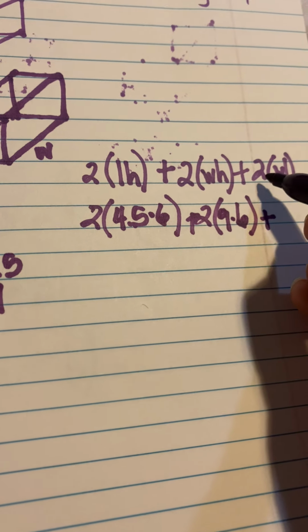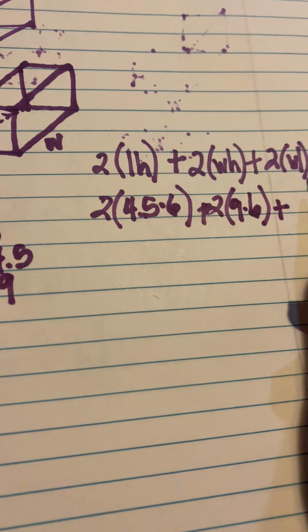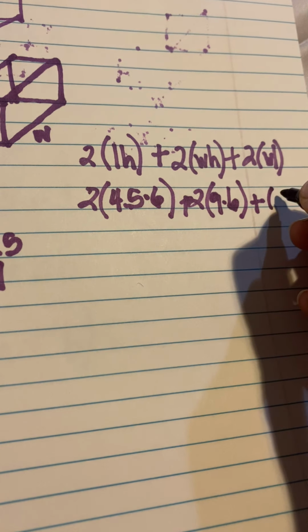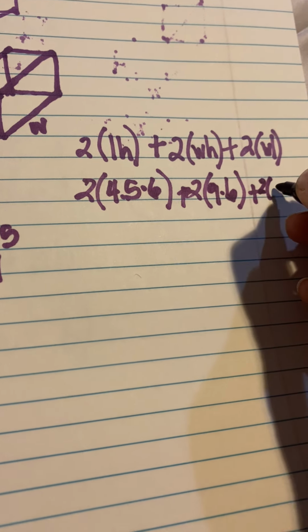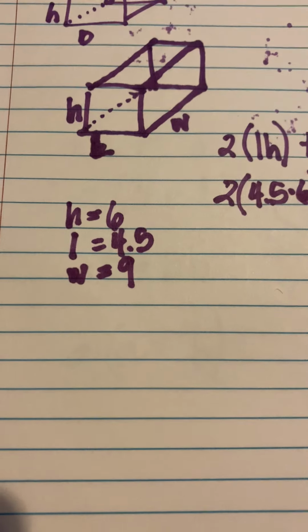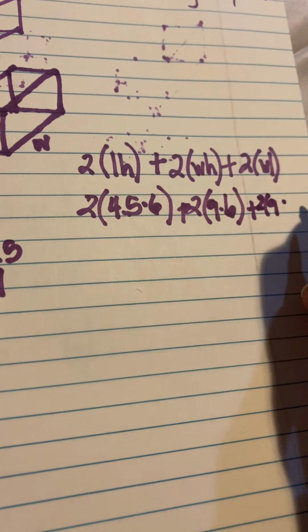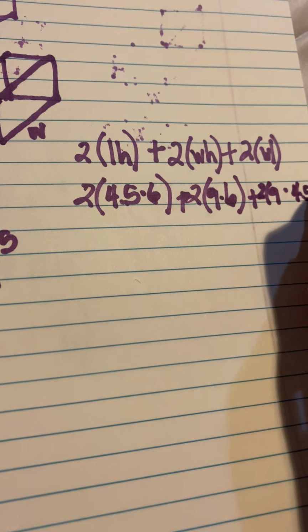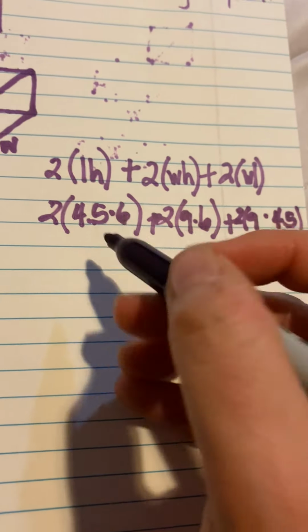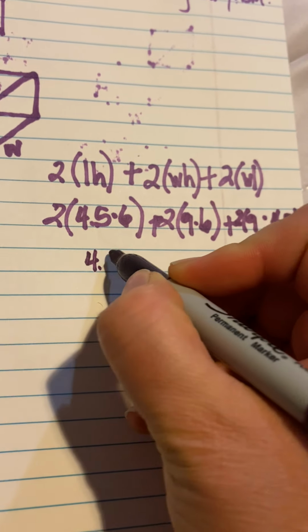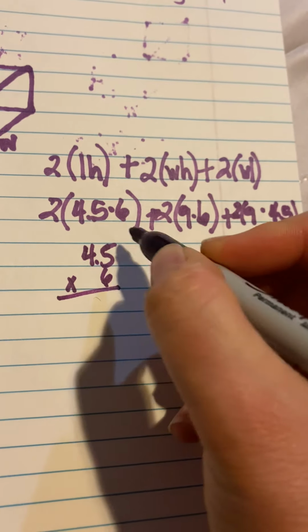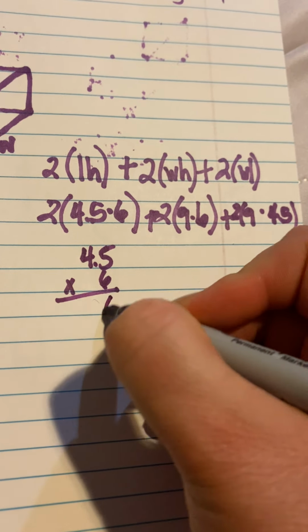And then our last one is 2 times width times length. So we've got our width is 9. Oops, I forgot my little 2. 9 times 4.5. All right, so we need to do 4.5 times 6 to get this little answer.